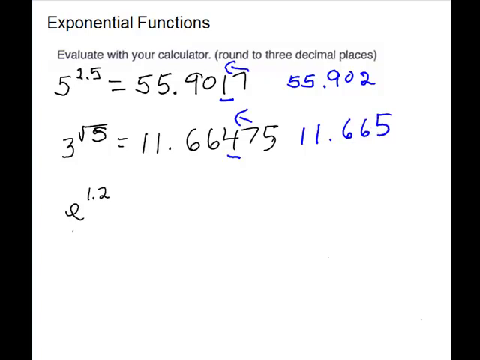Then we have e to the 1.2 power. And you should have an e button on your calculator. So first I get 3.3201. We're going to go to 3 decimal places, which will be here. You look one to the right. A 1 is not enough to push us up, so we're just going to drop the 1 off. To 3 places would be 3.320.